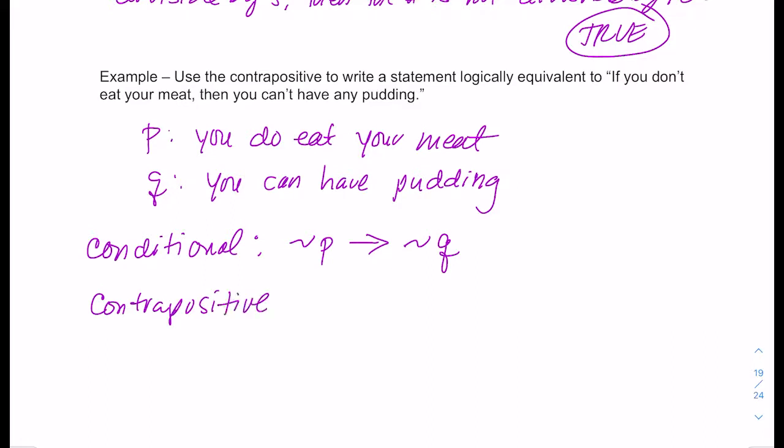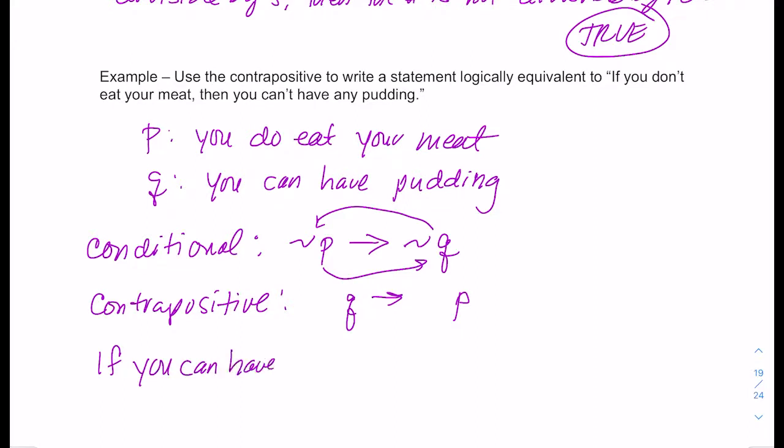Remember, to get a contrapositive, what you do is you switch Q and P and you negate it. So if I switch them, it's like this. And then when I negate them, if I negate something negative, it turns positive. Same thing with P. It's already negative. When I negate it, it turns positive. So what I need to have now is just if Q, then P. So what's Q? You can have pudding. So I would say if you can have pudding, then you can eat your meat.